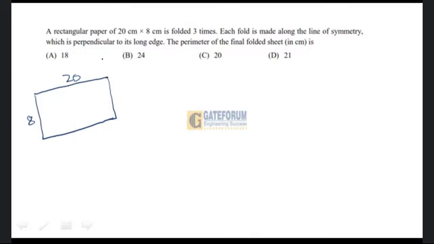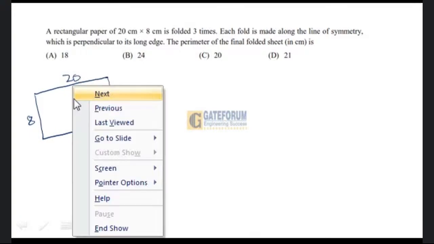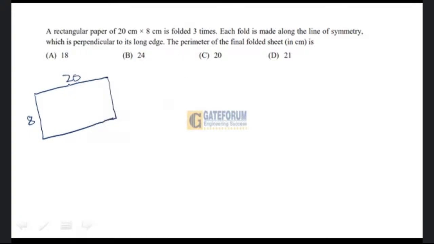Okay, so the first folding would be made perpendicular to the longer edge. So this is the longer edge, and perpendicular to that. So the result would be this, whose this side is 8 and this is 10. So this is fold 1.